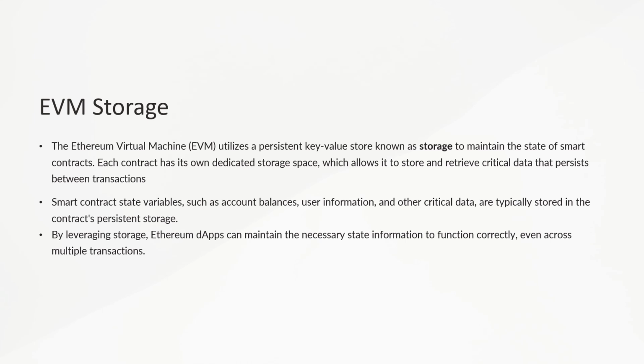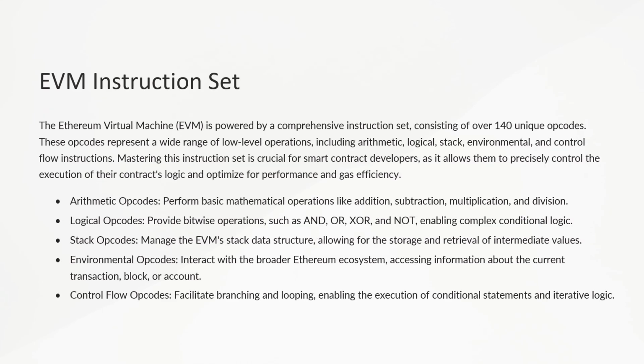However, developers must be mindful of the cost associated with storage operations and strive to minimize unnecessary storage writes to optimize the overall gas efficiency of their contracts. The EVM is powered by a comprehensive instruction set consisting of 140 unique opcodes. These opcodes represent a wide range of low-level operations such as arithmetic, logical, stack, environmental, and control flow instructions.